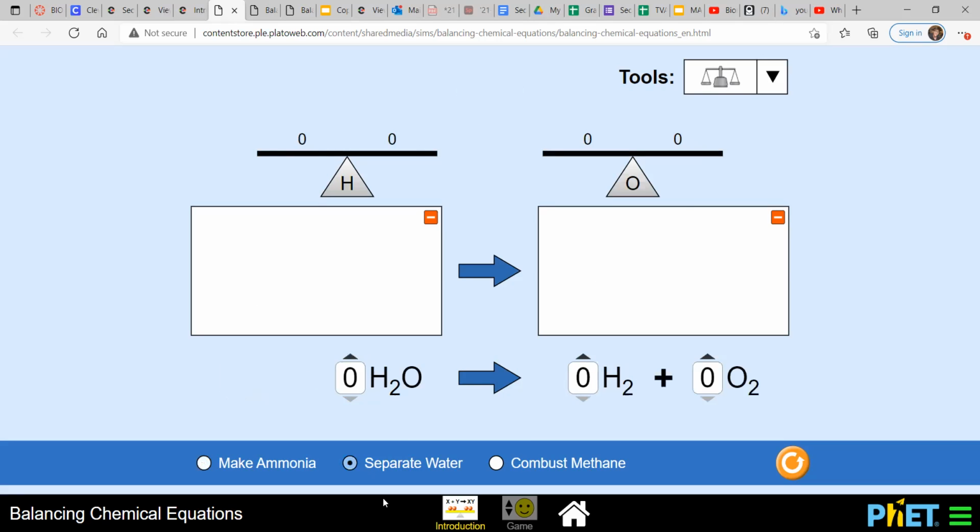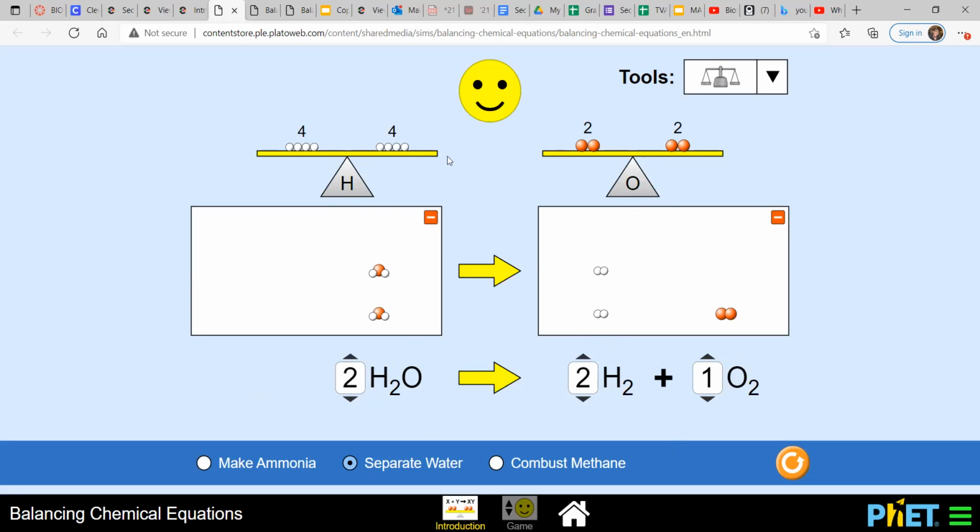And the next process is separating water. So if we add an H2O molecule here, hydrogen, oxygen over here, we see that hydrogen is balanced, but not oxygen. We have 1 oxygen on the left, 2 oxygen on the right. How do we solve that? Well, we're going to add another oxygen to the left-hand side. Now our hydrogen is not balanced, but thankfully hydrogen is on its own on the right, and we can just add 2 more hydrogen to the right-hand side to give us the balanced equation. Okay?